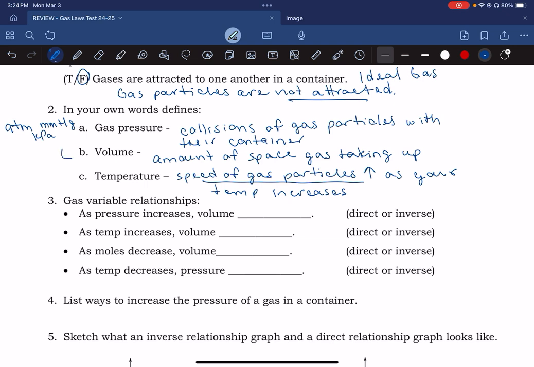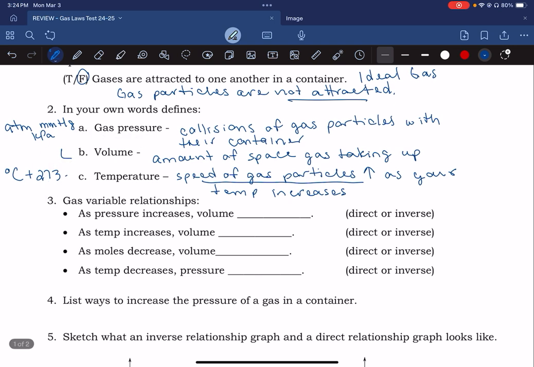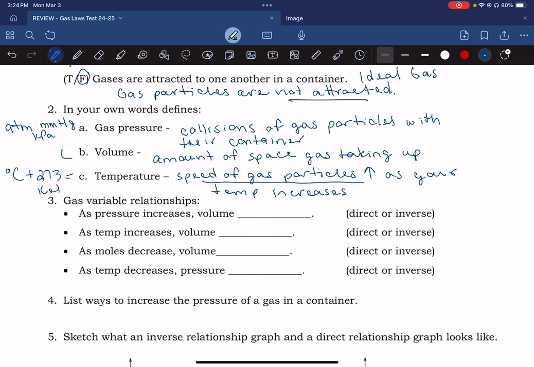And volume, most of what we've seen are in liters. You could see other units of volume, but I want you to focus on knowing that when you see liters, we're talking about volume. And temperature is degrees Celsius, but in gas laws, we have to convert them to Kelvin. Okay, so it's degrees Celsius plus 273 is Kelvin, which is our actual unit for temperature in these gas laws.